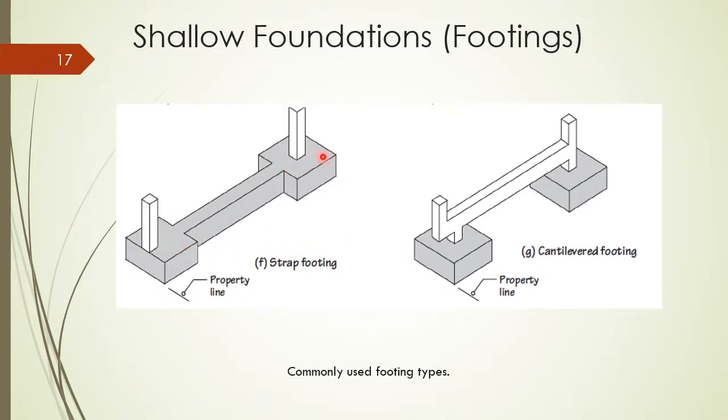Here is a strap footing where I have a grade beam that connects the two, or the cantilevered footing. The strap beam will restrain the tendency of the footers to overturn by connecting them to an adjacent footing.